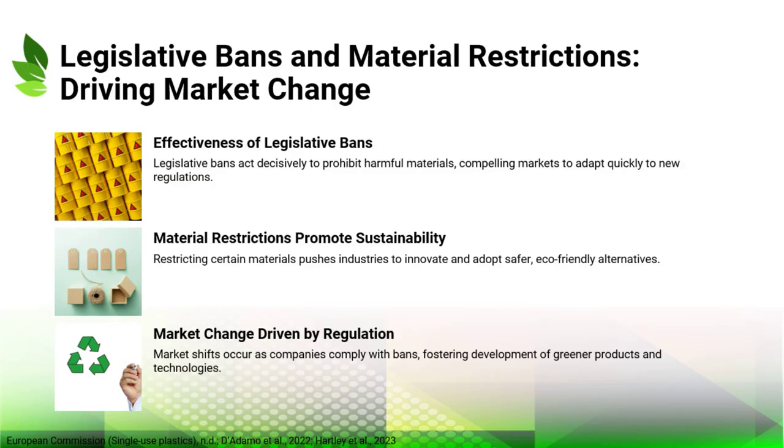For example, the EU Single-Use Plastics Directive has led to the elimination of items like plastic straws and cutlery, prompting companies to invest in biodegradable materials and reusable packaging. Material restrictions also encourage industries to rethink supply chains and product design, aligning business practices with environmental goals. While sometimes viewed as blunt instruments, legislative bans are effective in accelerating the transition to circular models and reducing pollution. Understanding these regulatory approaches is crucial for evaluating how policy can shape market behavior and support sustainable development.